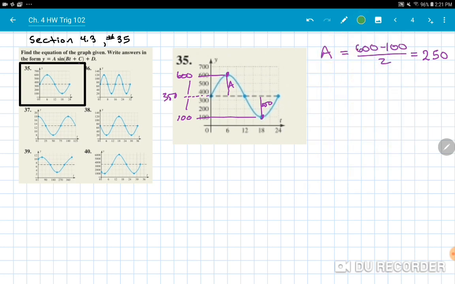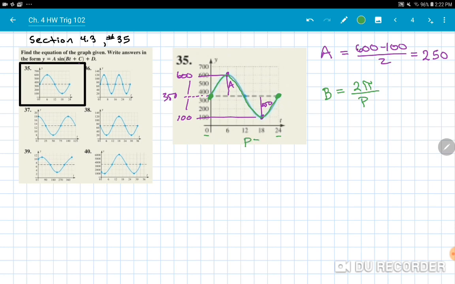Now to find B. I can find B from the period. The formula for B is the period of the parent function, which is 2 pi, over the period of this function, which is P. That's what we need to find. So we can find P by looking at the width of one cycle. I can see that this sine function starts here, goes up through my max, 0, min, and back to 0 again. This is where the cycle ends. So from beginning to end, the cycle goes from 0 to 24.